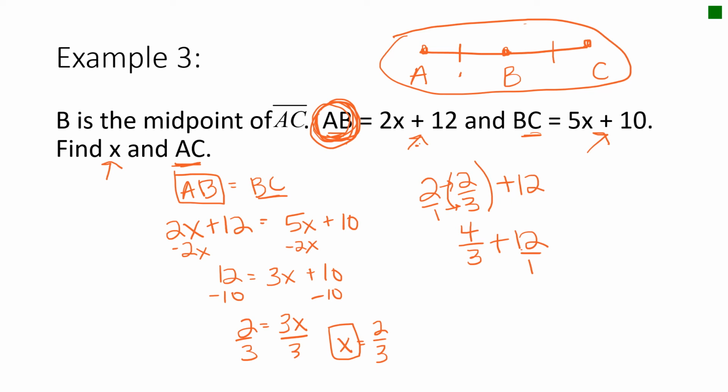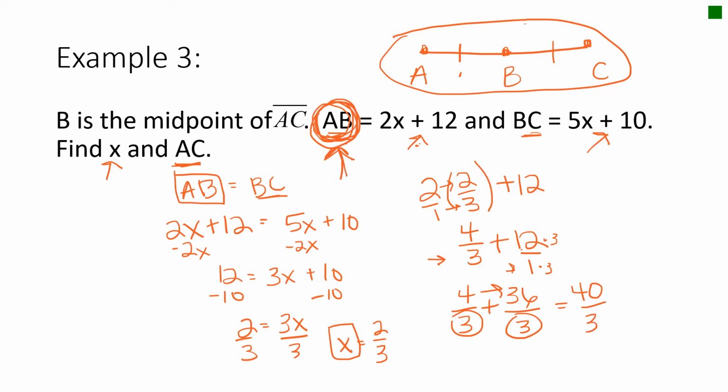Okay, in order to add fractions, you have to have a common denominator. So how do I make 1 a 3? Well, I would multiply by 3. What I do to the bottom, I better do to the top. So this is going to be 4/3 plus 12 times 3 is 36. 1 times 3 is 3. Now that they have that same denominator, I can add the top to get 40/3. So this is good work, but this was just what AB is.